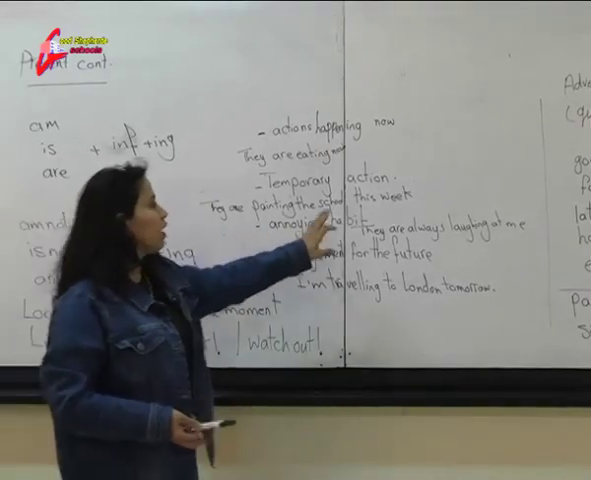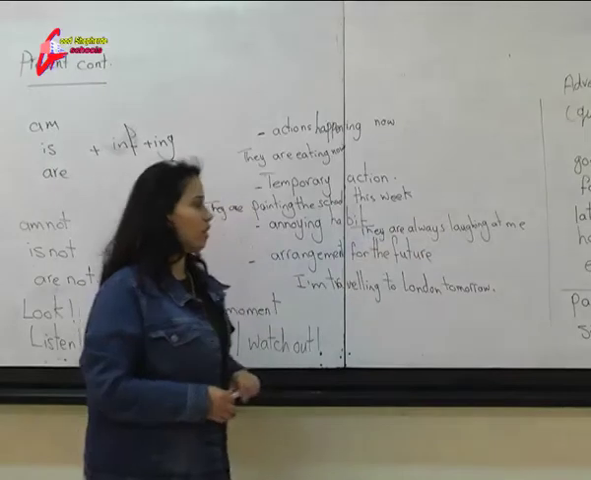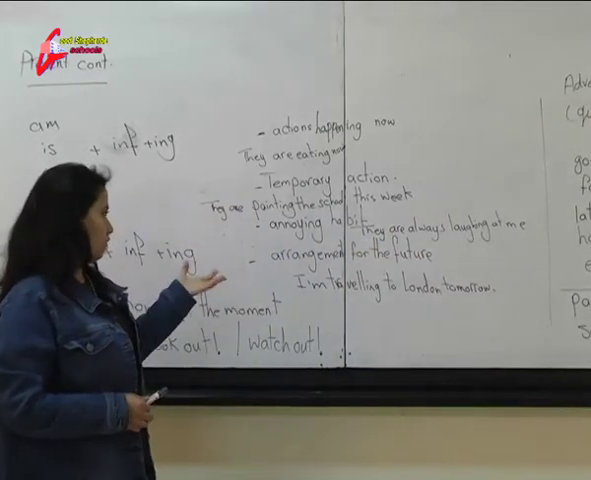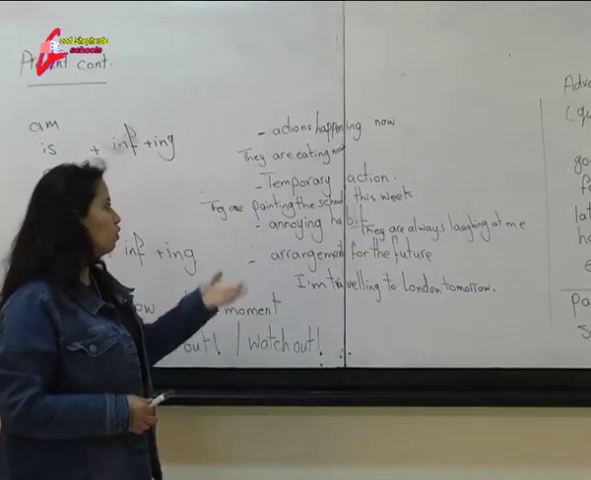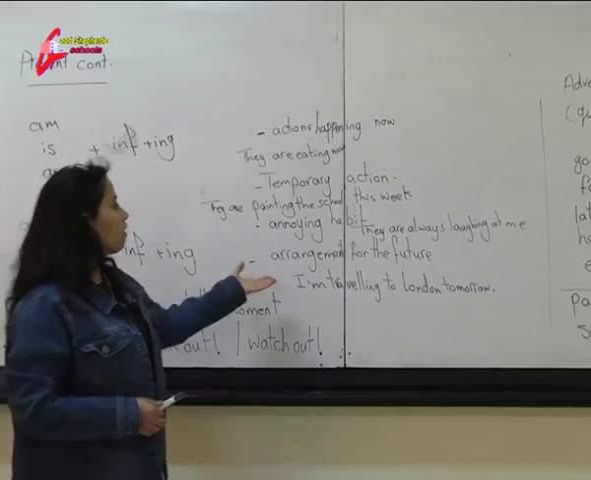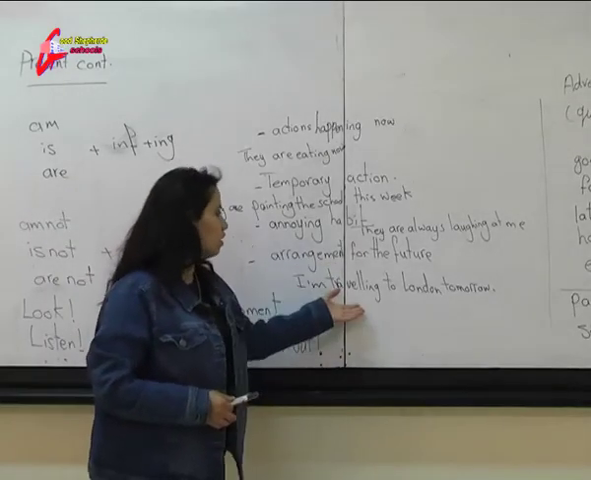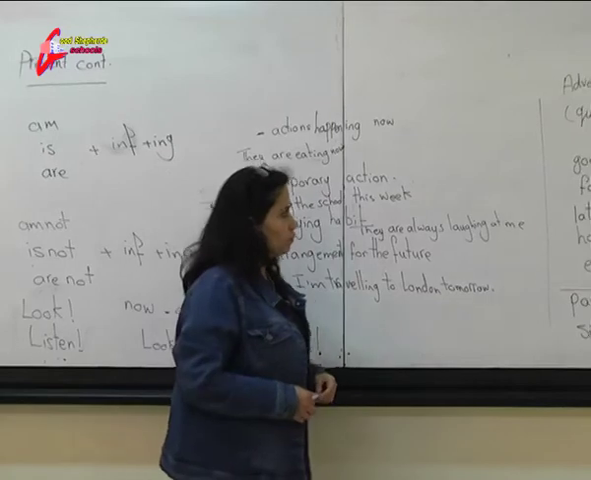Or with annoying habit, like they are always laughing at me. If a habit annoys you, use present continuous. For arrangement for the future, like I'm traveling to London tomorrow.